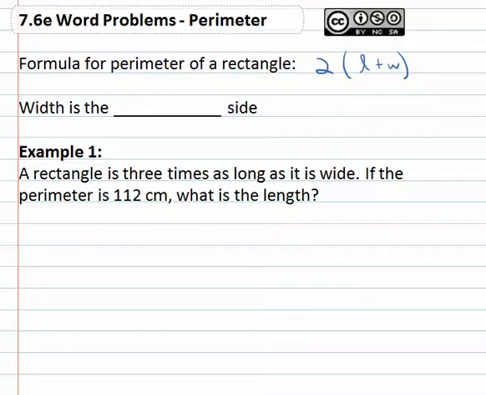Also, an important little vocabulary: width is always the short side. Length is the long side, so if we're asked for the width, we're asked to find the short side. If we're asked for the length, we're asked to find the long side.